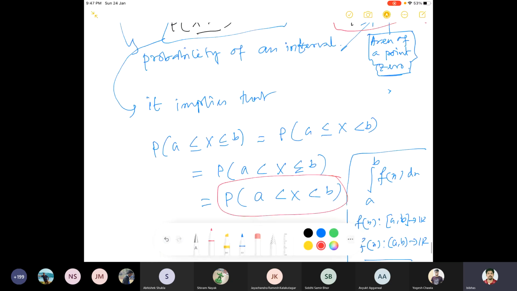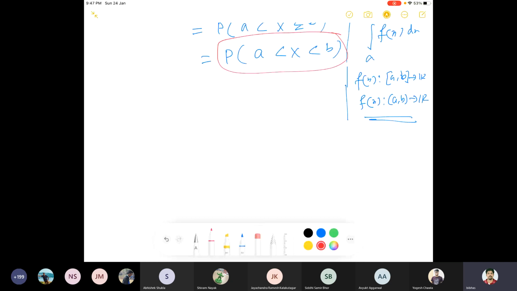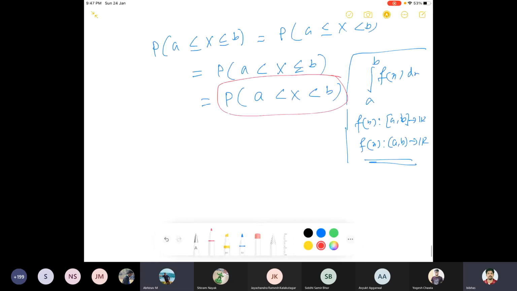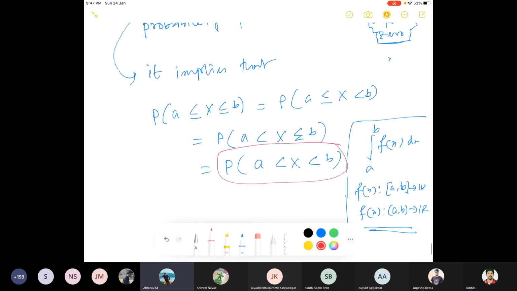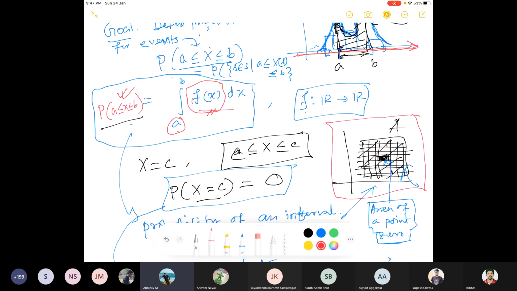So the question is now, first of all, what are the properties of a probability density function? Sir, I had a doubt. Yes. So, like you said, it doesn't matter whether it is a closed interval or an open interval, right? What if my probability function is, say, discontinuous at A and B? Would it still be the same? Yeah, that is a good question. Yeah, it will still be the same.